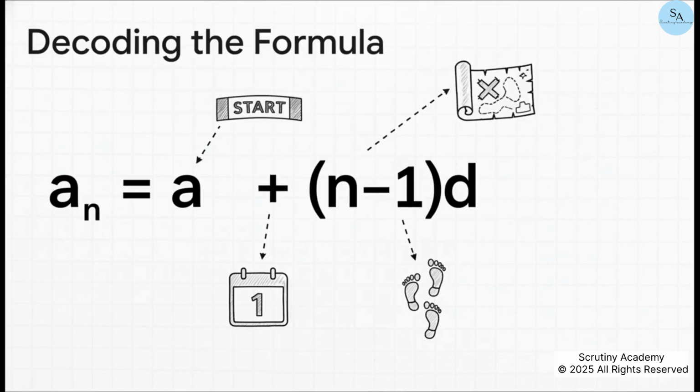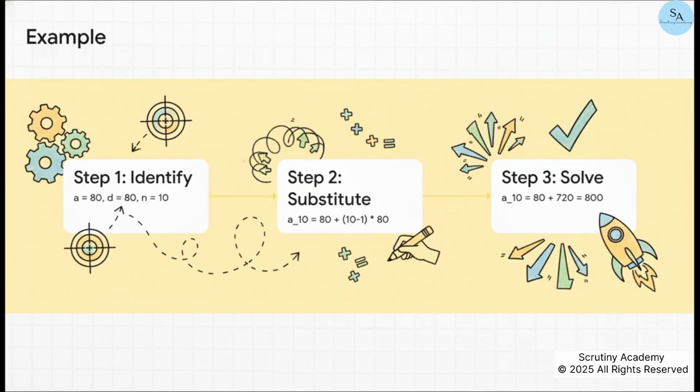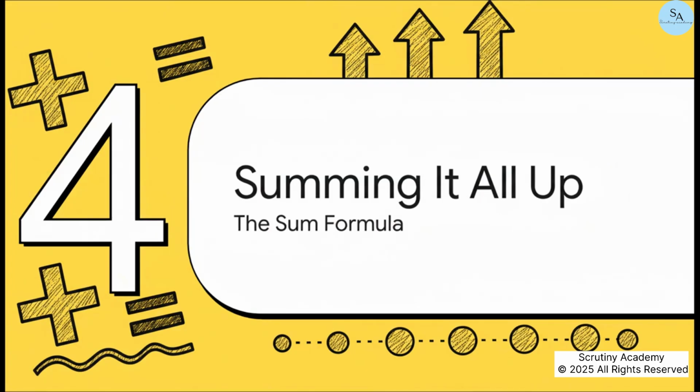Now, what's really interesting about this slide is how it breaks down the code. An is your goal, and a, n, and d are the pieces of information you need to find it. Let's use it. We identify our starting point a, our step d, and our target n. Plug them in, and you find the 10th term is 800. Easy.